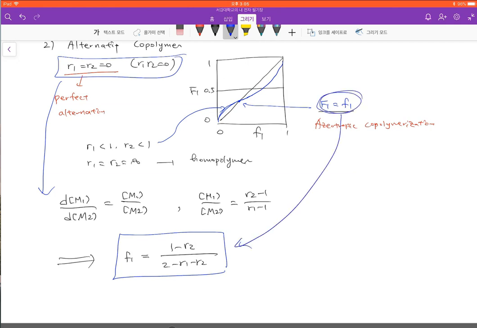I'm sorry, not the alternating copolymer case. This is the azeotropic copolymerization case, when F1 is equal to small f1. When the copolymer composition is the same as the monomer composition, you'll have this relation. So when the monomer composition f1 is given by these reactivity ratios R1 and R2, then the resulting copolymer has exactly the same composition. The large F1 is the same as small f1.